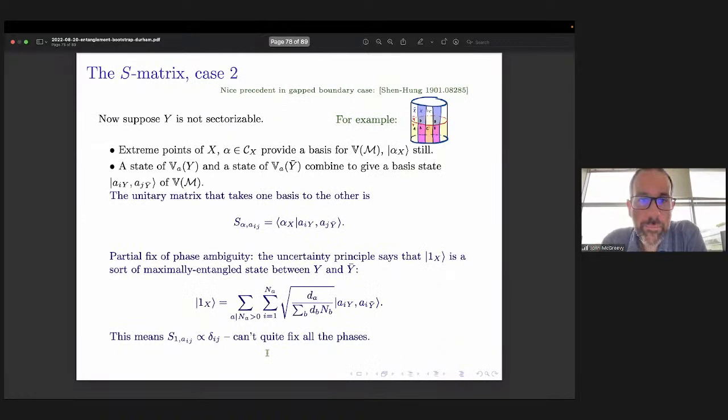Okay, that was a simple example where both x and y are sectorizable.